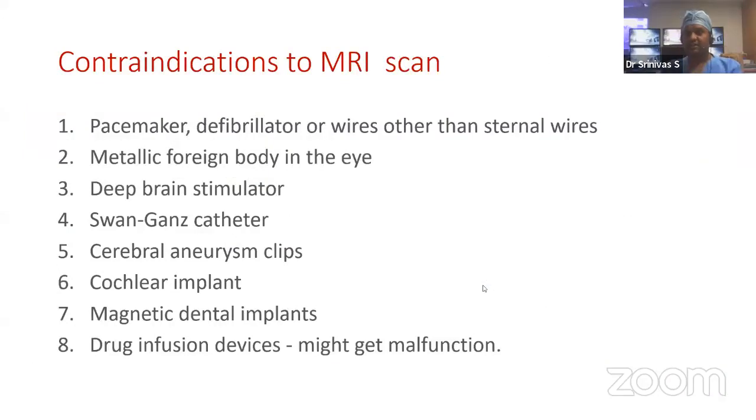The contraindications to the MRI scanner are pacemaker, defibrillator, or wires other than sternal wires, metallic foreign body in the eye, deep brain stimulators, Swan-Ganz catheters, cerebral aneurysm clips, cochlear implants, and magnetic dental implants.